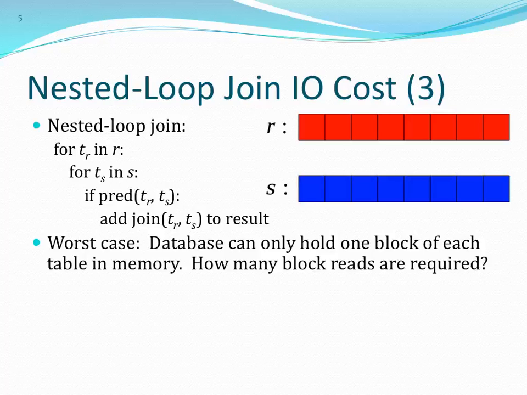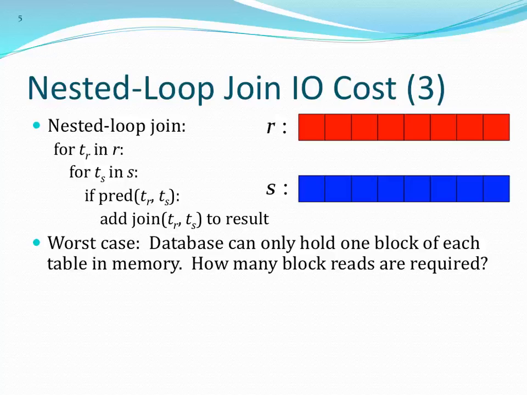Ooh, very good insight here. We want to look at which table is smaller. So we will. And that's an important consequence of this analysis. But it's interesting because there's some caveats. But we'll get to that. I don't want to get ahead of the story. But that's a very good insight. How many block reads are required?